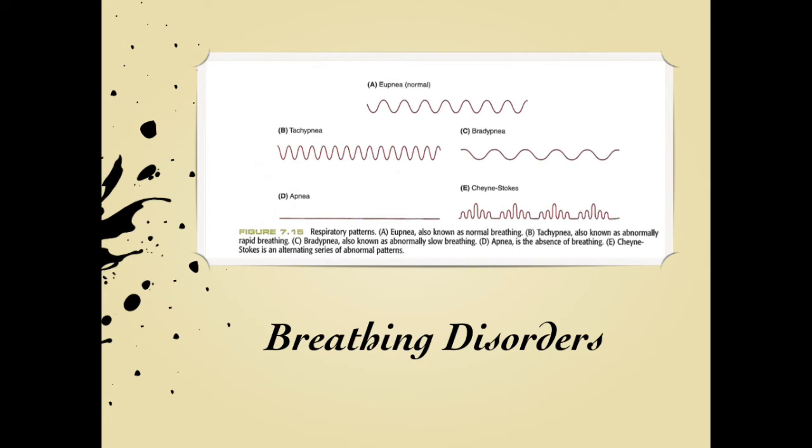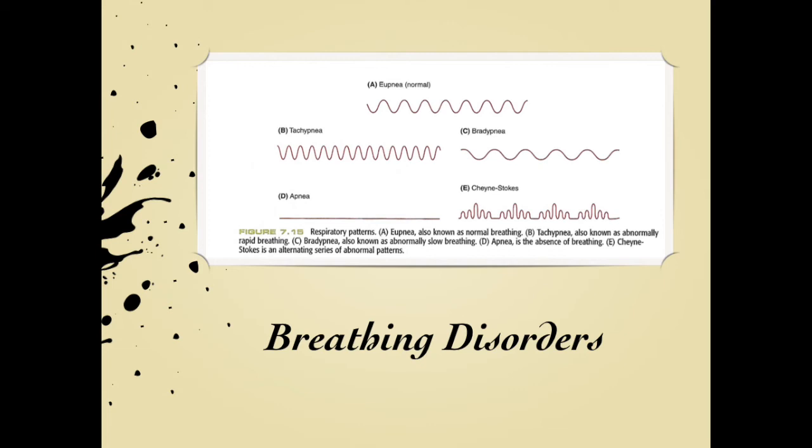In Cheyne-Stokes respiration, abbreviated CSR, there is a pattern of alternating periods of hyperpnea, rapid breathing, hypopnea, slow breathing, and apnea, the absence of breathing. Dyspnea, also known as shortness of breath, is difficult or labored breathing. Dys is a prefix meaning painful, and pnea is a suffix meaning breathing.